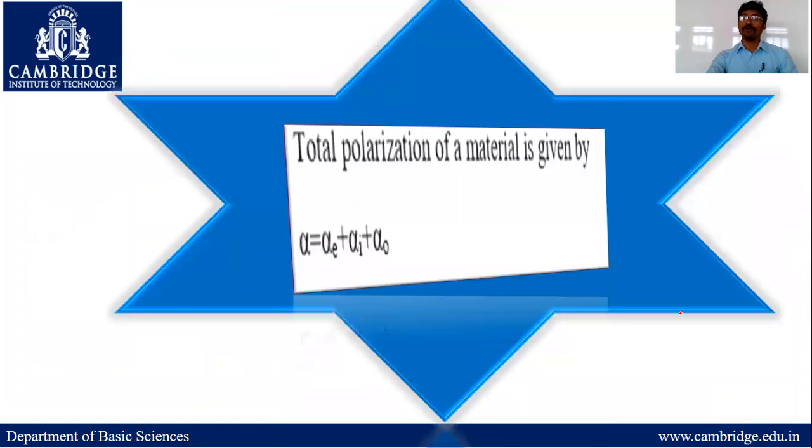Now, the total polarization we can consider here. Alpha is the polarization. The total polarization is the electronic polarization plus ionic polarization plus orientational polarization. Electronic, ionic plus orientational polarization. Alpha equals alpha e plus alpha i plus alpha o, where alpha o is the orientational polarization.